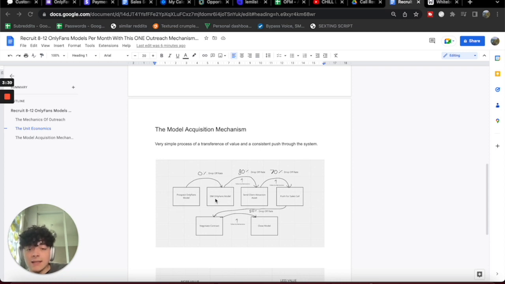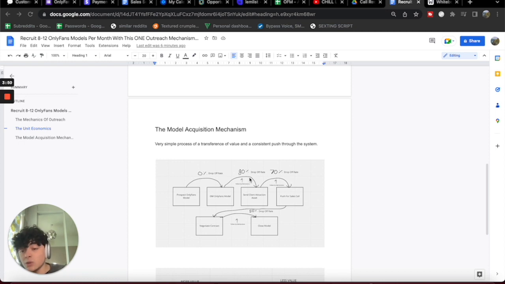You then send a DM to the OnlyFans model, which of course can be a 0% drop-off rate because it's as simple as just finding the OnlyFans model and sending a DM. Now, at this point, once we DM the OnlyFans models, you want to send over the client attraction asset. There will be around an 80% drop-off rate because 80% of people will have no interest in either.